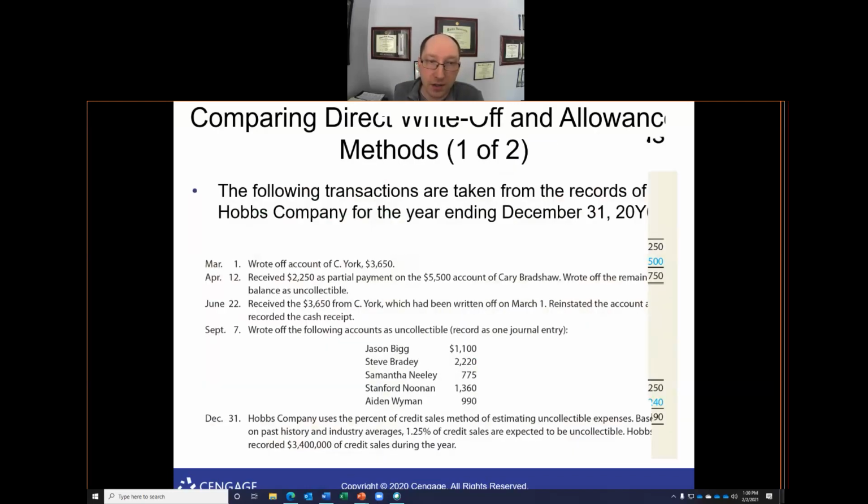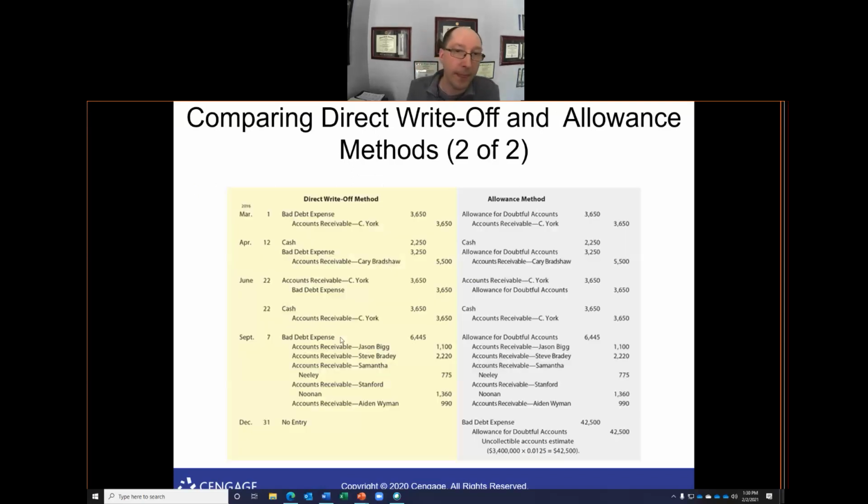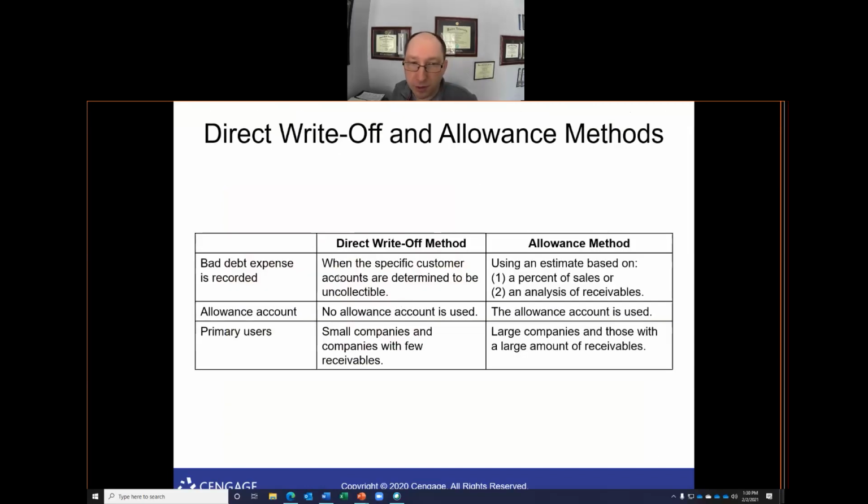Okay. This slide's too confusing. I don't like that one. This is just another example. Oh, this is comparing the two. This is kind of a comparison between the two. You can see that we get to pretty much the same amounts over time. Direct write-off versus allowance method. So, really, they both have their benefits and their drawbacks.